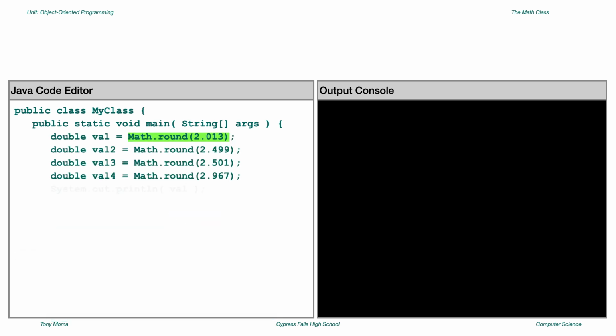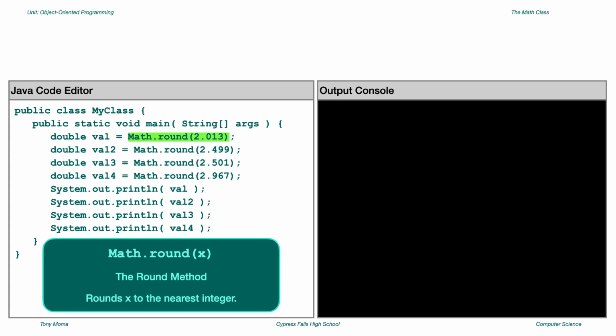Okay. Next, we have Math.round, the round method, which rounds the parameter x to the nearest integer. Thus, when we execute this program, 2.013 rounds to 2, 2.499 rounds to 2, 2.501 rounds to 3, and 2.967 rounds to 3.